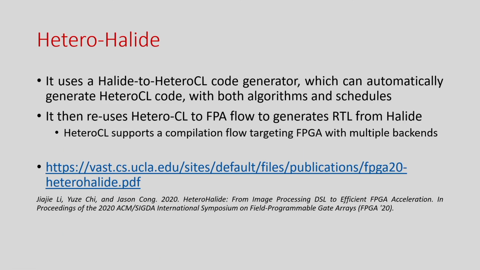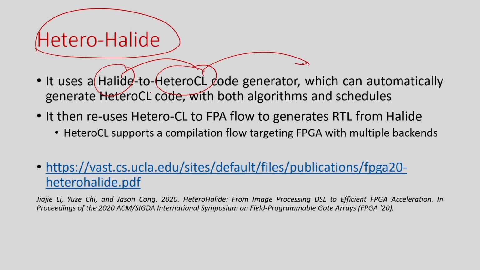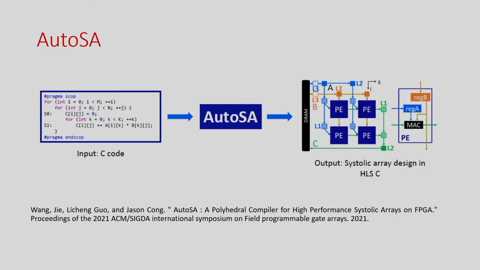Okay. And Hetero-Halide is the same thing: you convert Halide code into Hetero-CL code, and from there you can use Hetero-CL-HLS to generate RTL, right. Again the code base is available here, and you can go to this paper to understand more about Hetero-Halide. So, these three tools are of the same type, right.